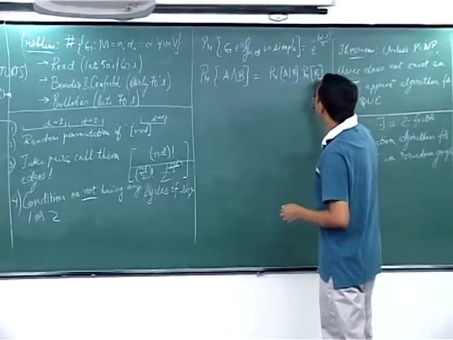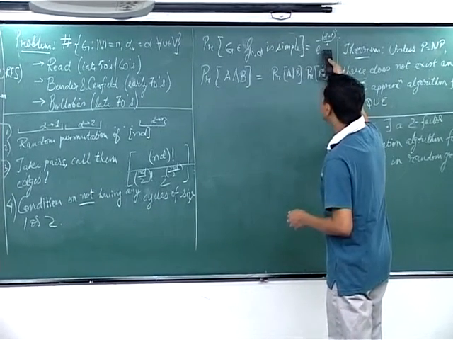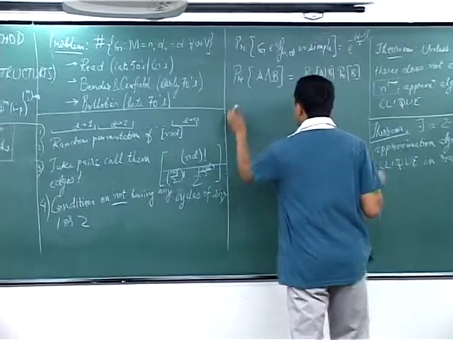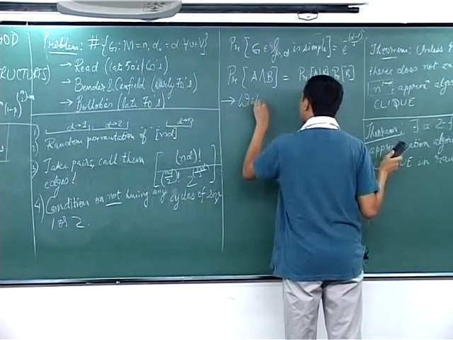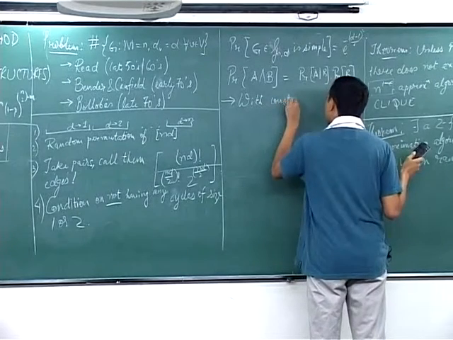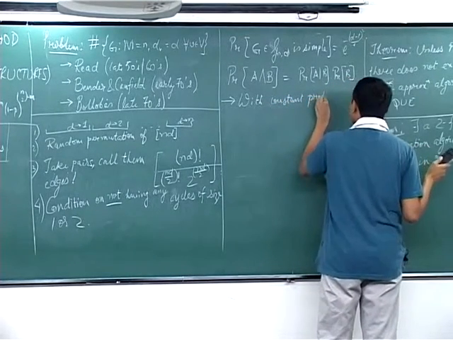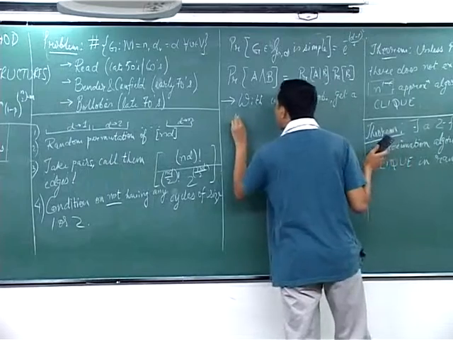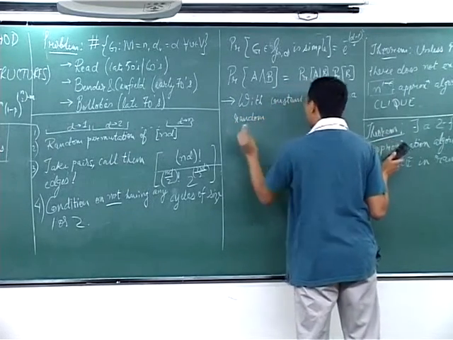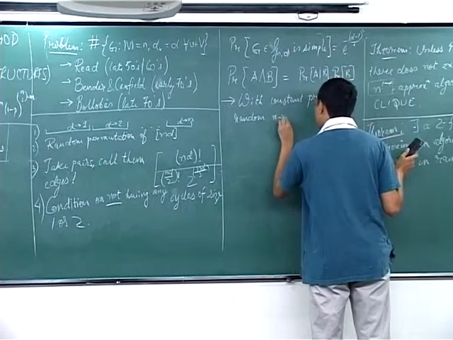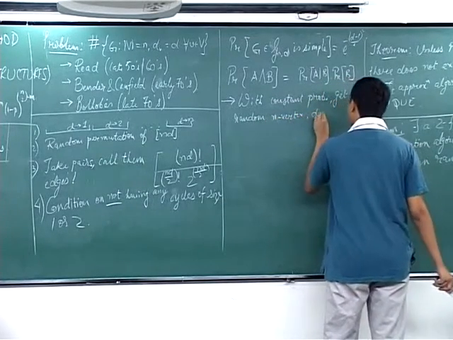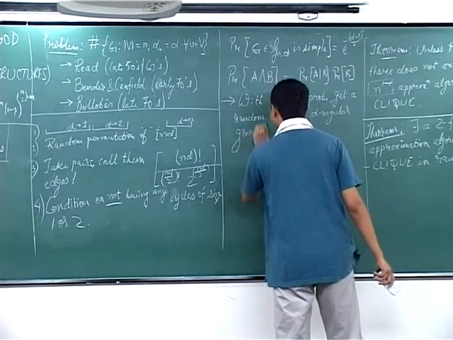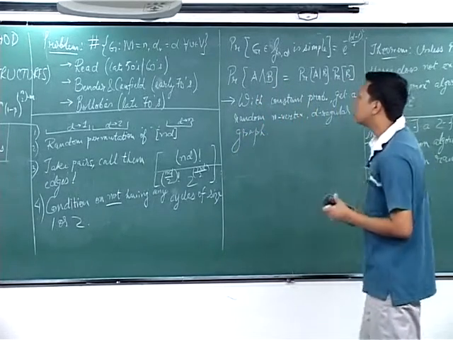So now you can see that at least with constant probability, which is this, you will get a random, and by random I mean uniformly random, n vertex d-regular graph. Okay, so this was one more model.